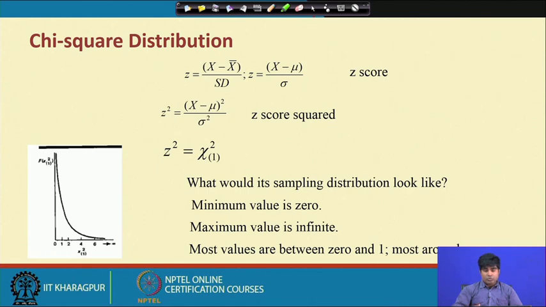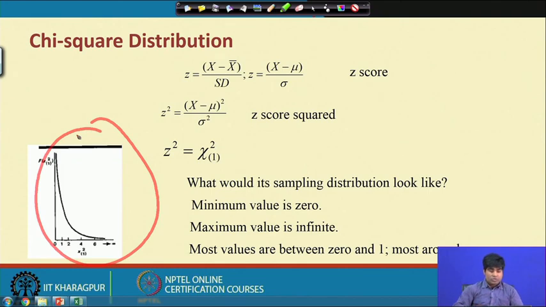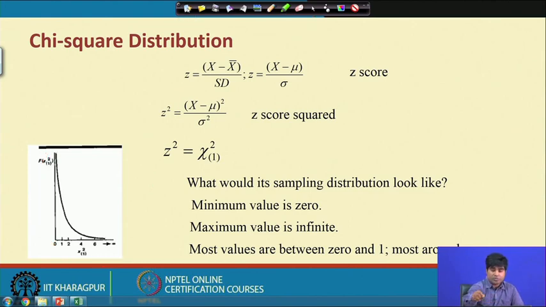Now, what will you do? You just square the z statistic, then you get x minus mu squared by sigma squared, and z squared is nothing but chi-square. The question is what its sampling distribution would look like. This is the usual structure of the chi-square distribution. The minimum value is 0 and the maximum value is infinite, so most of the values are around 0. The idea is that z and chi-square are very close to each other, but you have to check the structures, calculate accordingly, and then go for some inference.